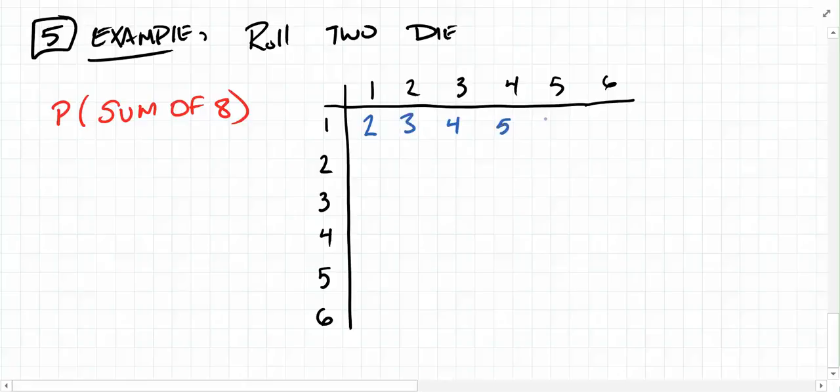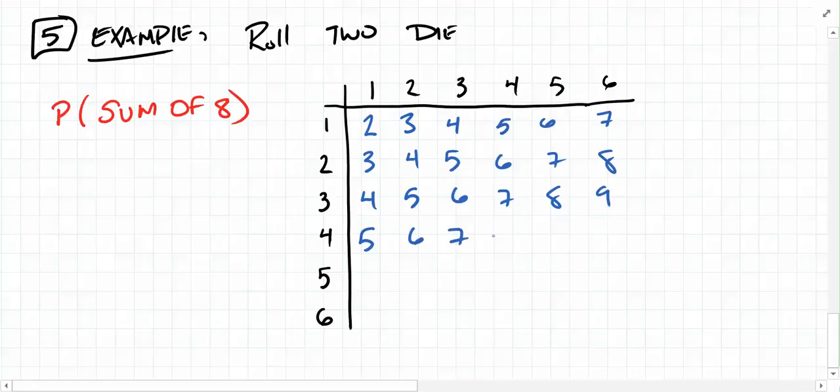So 2, 3, 4, 5, 6, 7, 8, right? 3, 4, 5, 6, 7, 8, 9. 4, 5, 6, 7, 8, 9, 10. 5, 6, 7, 8, 9, 10, 11. And then 6, 7, 8, 9, 10, 11, and 12.